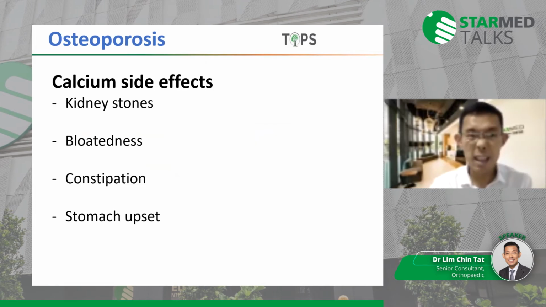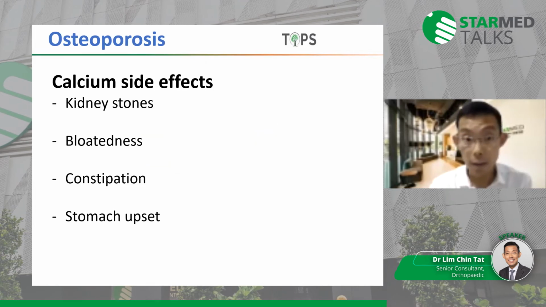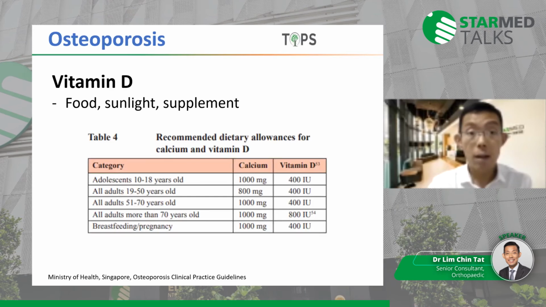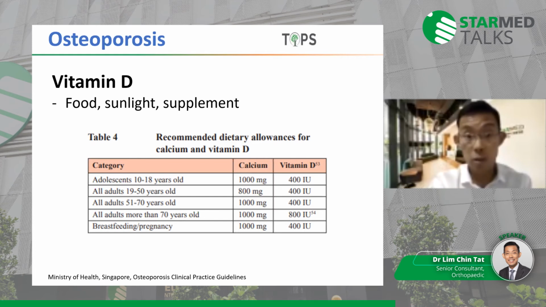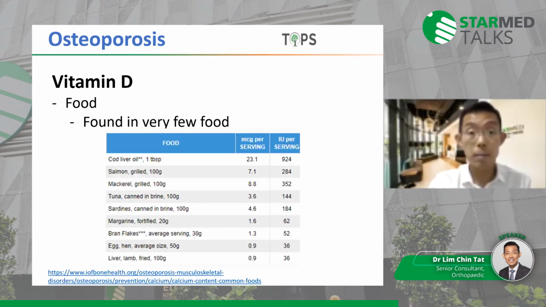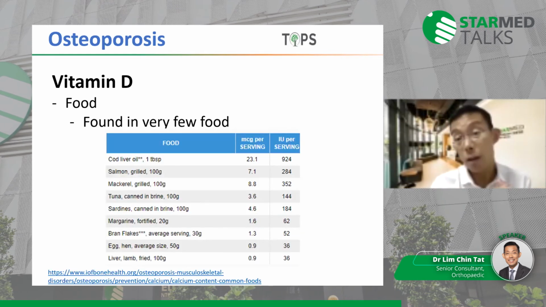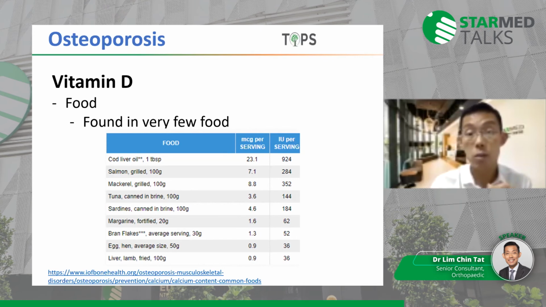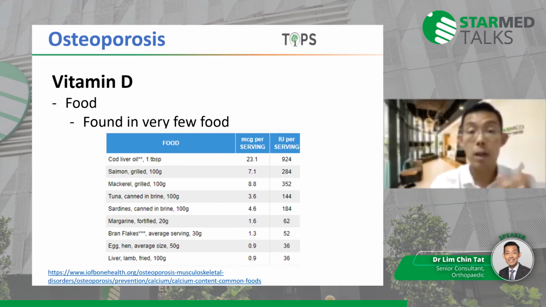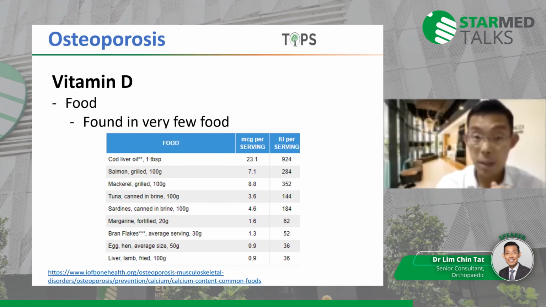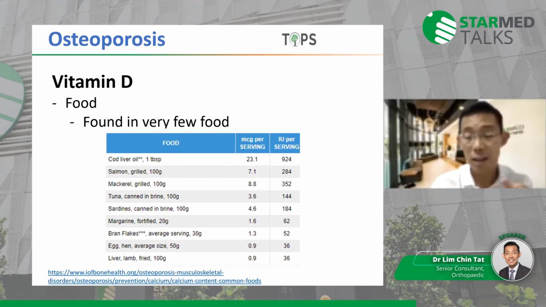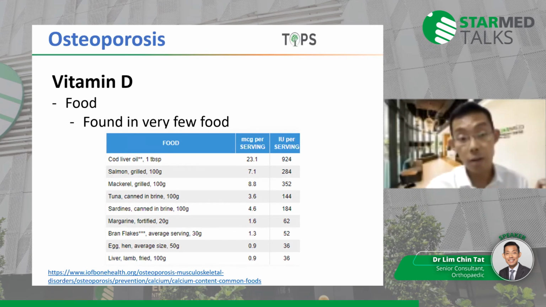There are some side effects like kidney stones. So drink a lot of water if you take calcium. Vitamin D is actually more of a problem because it is present in very little food and it's mainly through sunlight. It's found in very little food, like cod liver oil. I believe most of us Asians don't really like to eat cod liver oil. Salmon and mackerel contain a decent amount of vitamin D, but I don't think we take it regularly in our Asian diet. But try to eat more of it.